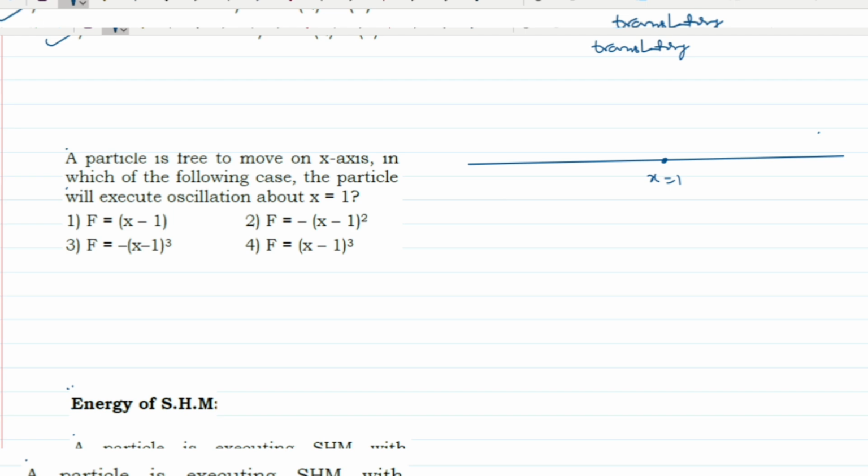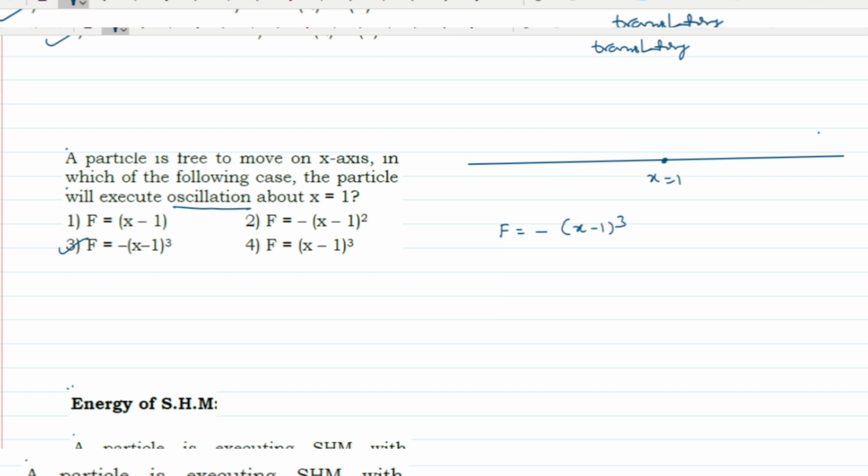Now here they are asking which one will execute the oscillation, right? So here I am just taking the elimination method, students. For all the cases you have to take the same scenario. Here I am just taking the third one as the answer, and by taking this answer I am going to explain. So here F equals minus of (x minus 1) whole cube.